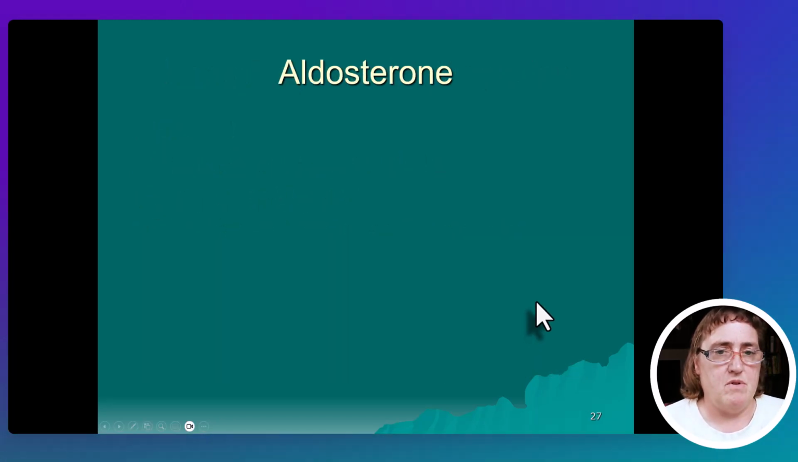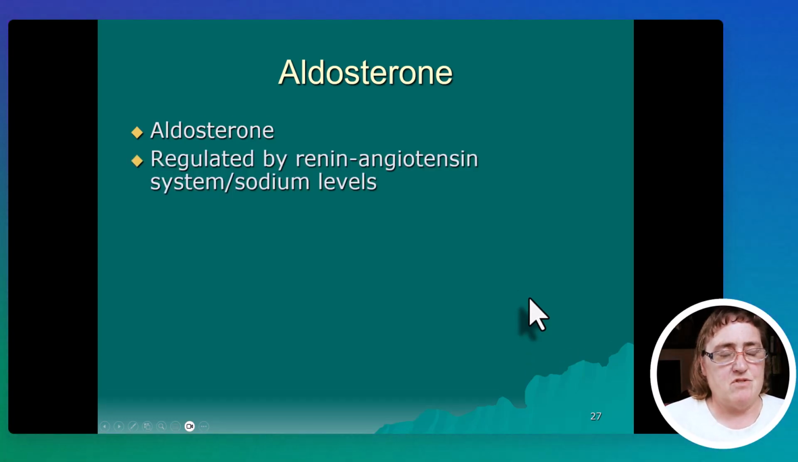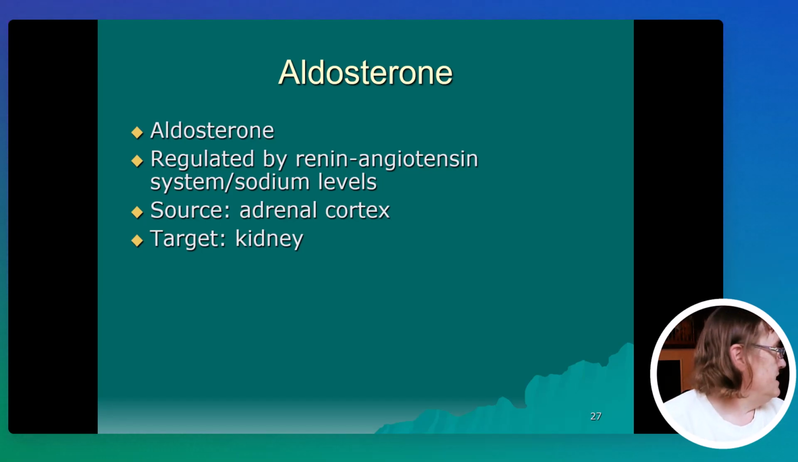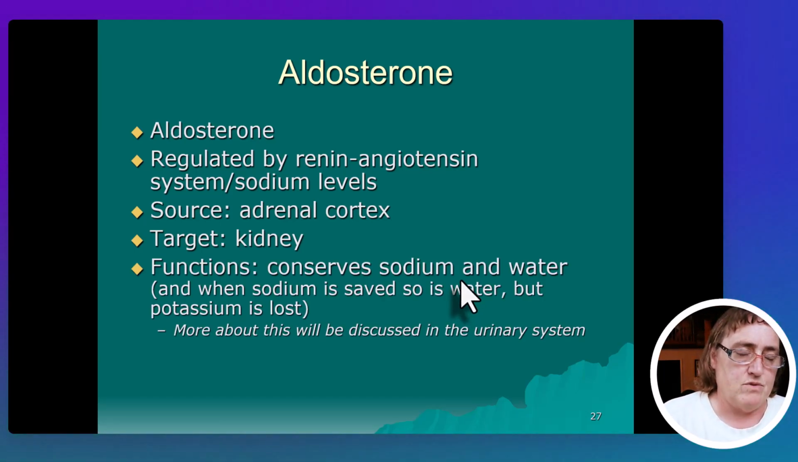Aldosterone is a hormone released from the adrenal cortex, and it's controlled by another whole system called renin-angiotensin, and we'll talk about that when we get to the urinary system. But think of it as a way to save sodium. So when your sodium levels go down, aldosterone is released. It tells your kidneys to save it. So save sodium, and when you save sodium, because of the rules of osmosis, you save water.